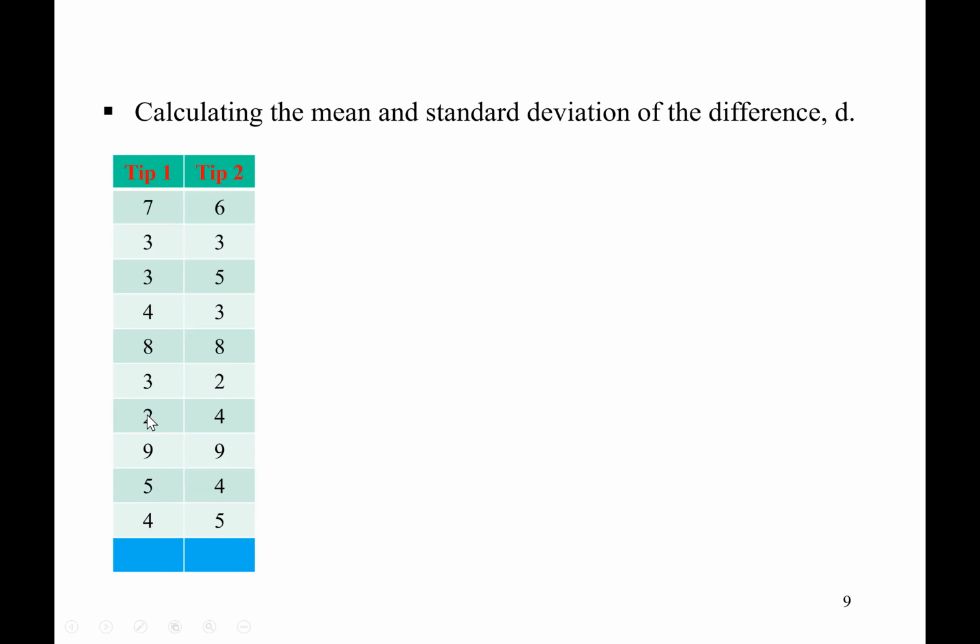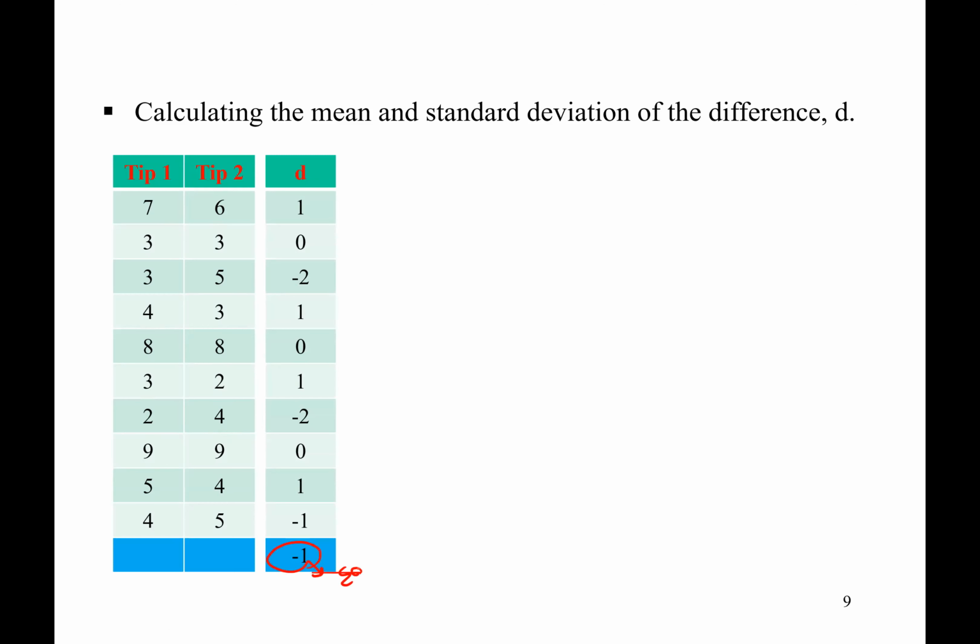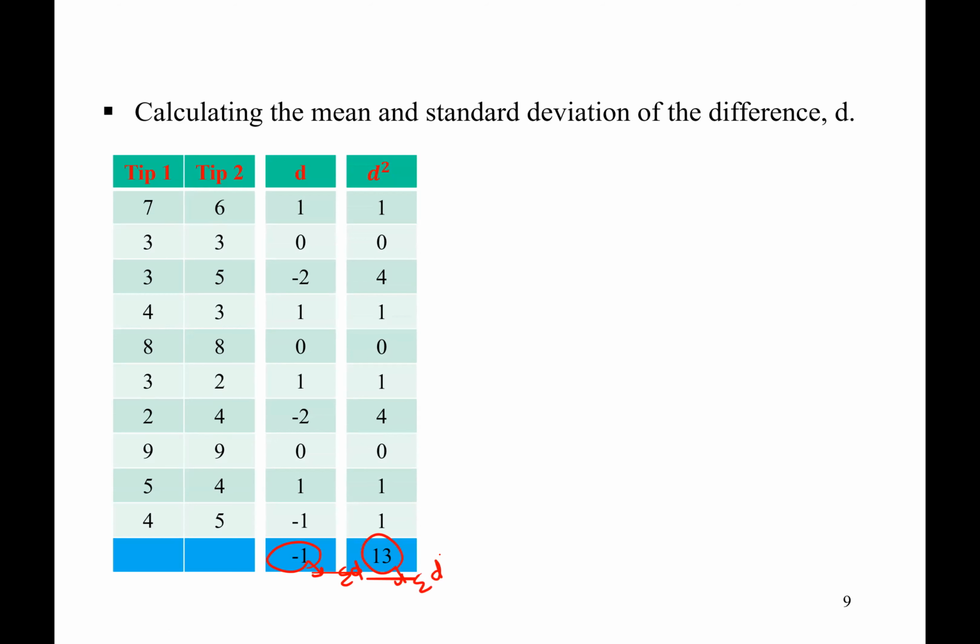This is the tip 1 value. This is the tip 2 value. I'm not going to work with these two groups of data. I'm going to work with the difference. And this negative 1 is the sum of d. I need this number to calculate d bar. And I need d squared. 1 times 1 is 1. 0 times 0 is 0. Negative 2 times negative 2 is 4. 1 times 1 is 1. To the last one, negative 1 times negative 1 is 1. The sum is 13. This one is the sum of d squared.